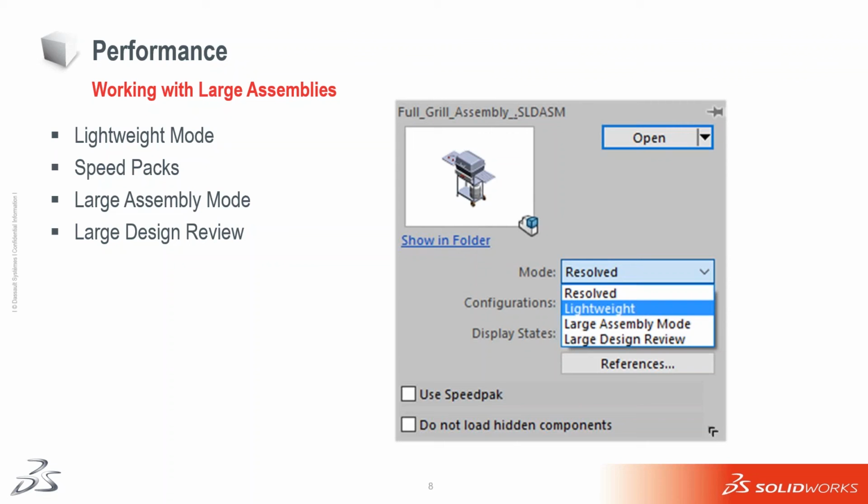Working with large assemblies, there are a few modes that you can work in. You can open a part in lightweight mode. You can create speed packs, which don't actually generate the geometry. It just shows the graphics in those areas and leaves you with the faces and edges that you want to use in the assembly to mate to. You can set up those speed packs on subassemblies. There is a large assembly mode and a large design review mode.